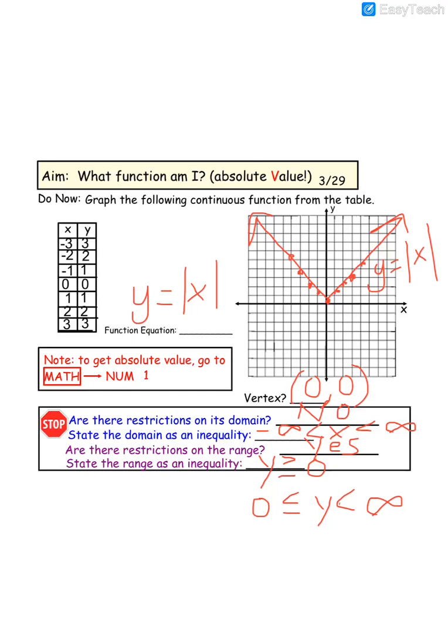Okay, so that's the parent function for absolute value, and basically what we're going to do right now is do all the different things that you and I did with parabolas. We're going to do them with this. Let's head to the next page.